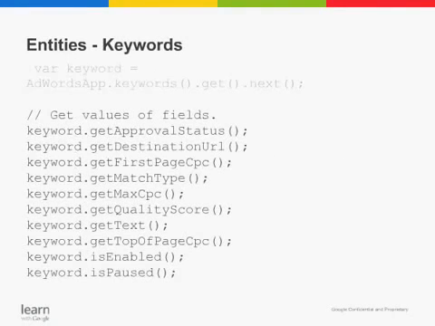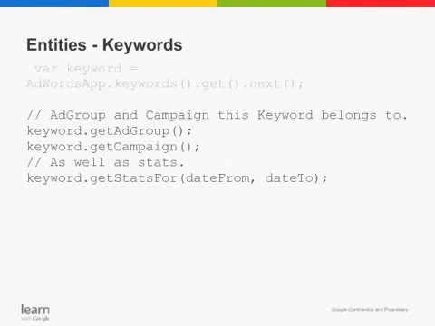For keywords, you have a lot more fields that you can retrieve. Approval status, destination URL, etc. And as well as checking the status of the keyword. There's also helper methods provided that let you get the ad group as well as the campaign and the stats.